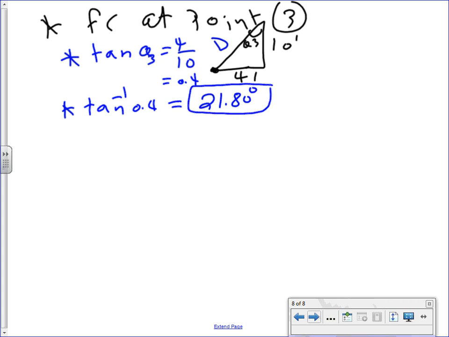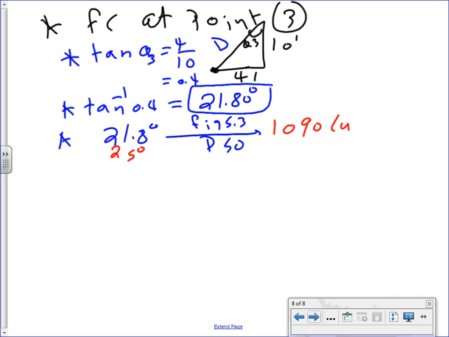21.8 degrees. Then we take 21.8 degrees to Fig 5.3, page 50. What's the closest to it, Adam? The closest is 25 degrees, and that will give me 1090 lumens, right, Adam? Okay, perfect. So I got the lumens.